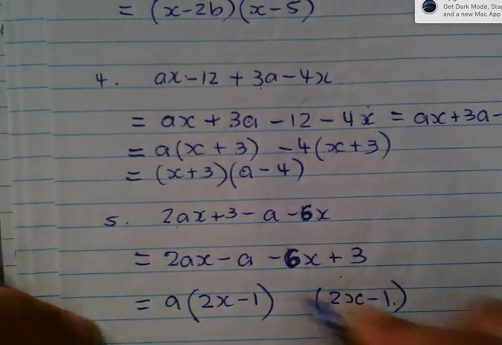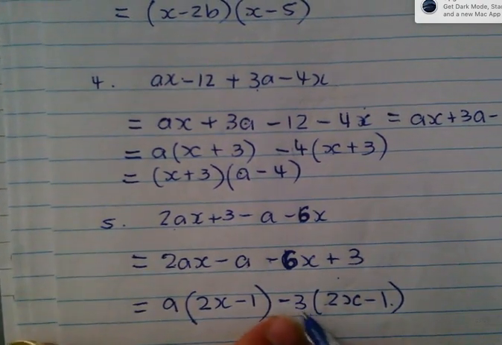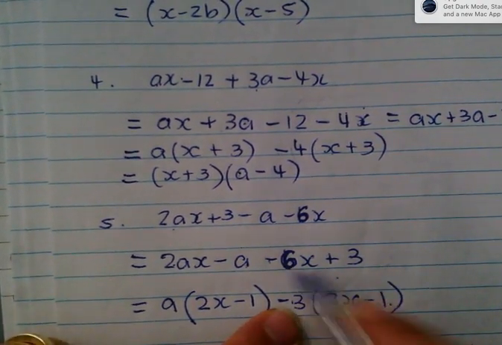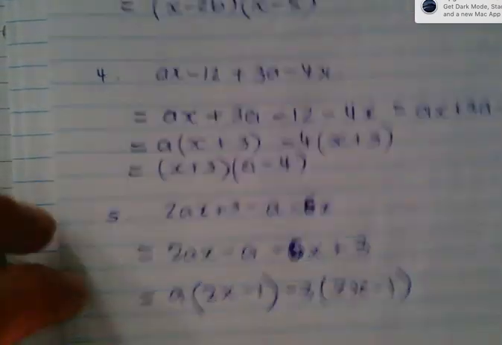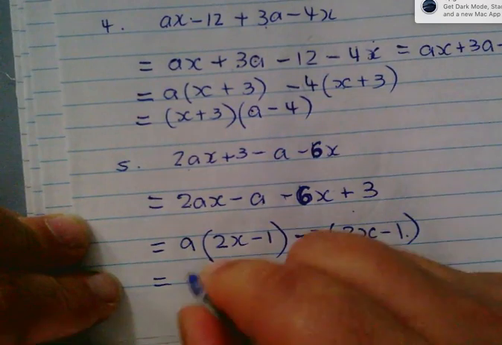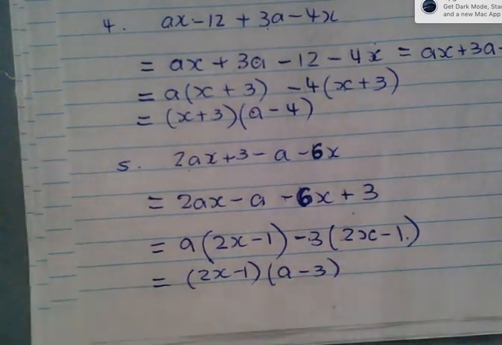So when I've got 2x minus 1 here, I need to get negative 6x, so I must multiply it by negative 3. So let's try this. Negative 3 times 2x is negative 6x, and negative 3 times negative 1 is plus 3, positive 3. So that works. So 2x minus 1 is the common factor, and we're left with a minus 3.